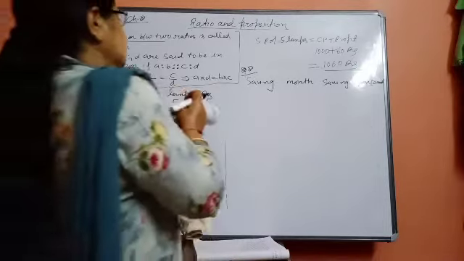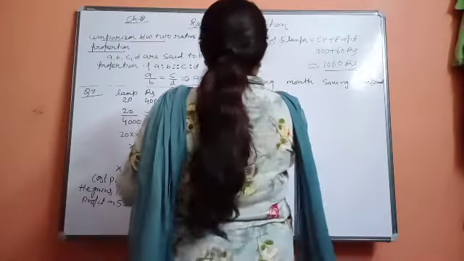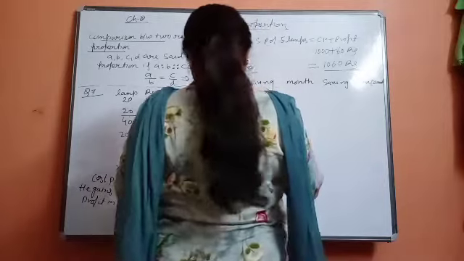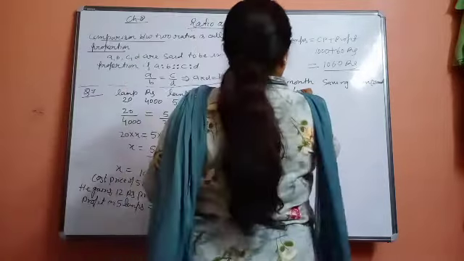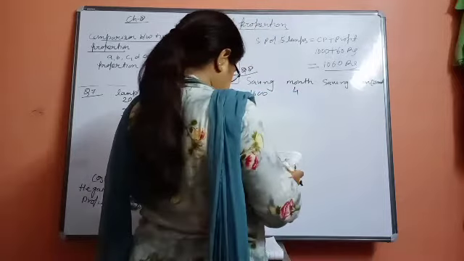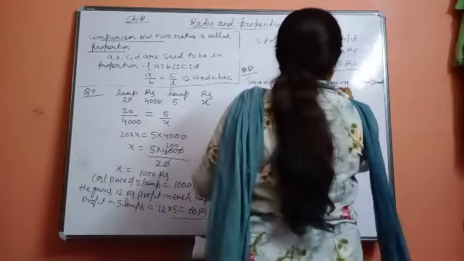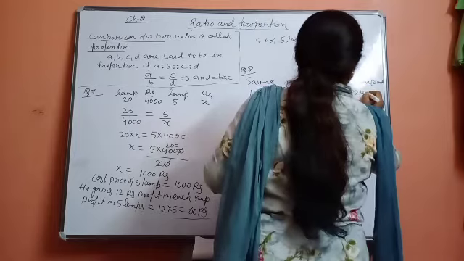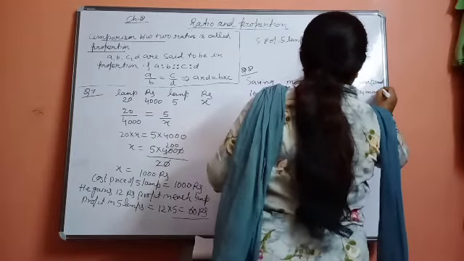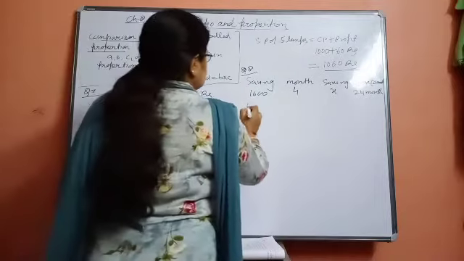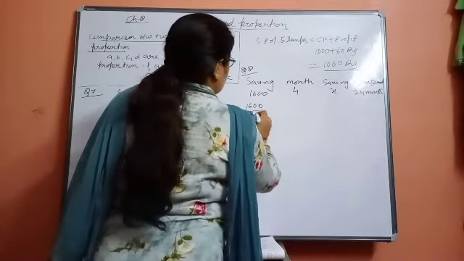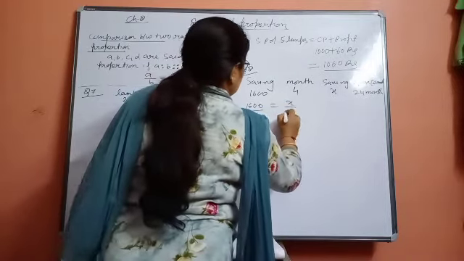Now see how much saving he is doing. 1600 rupees he is saving in 4 months. So how much, x rupees, will he save in 24 months? So in this way we will do. Okay, now apply the formula. 1600 upon 4 is equal to x upon 24.